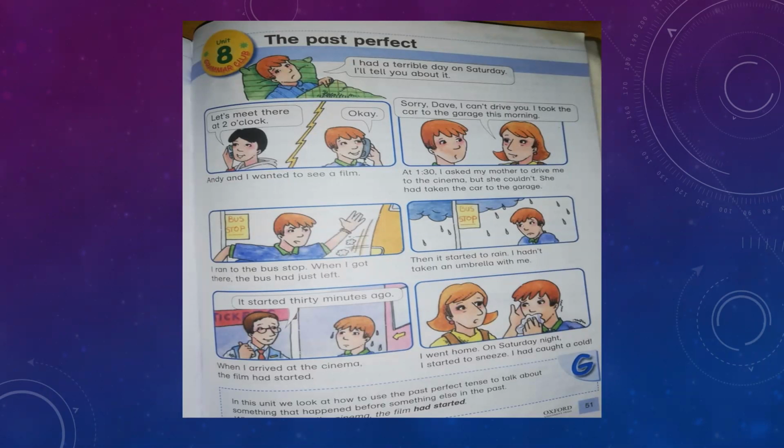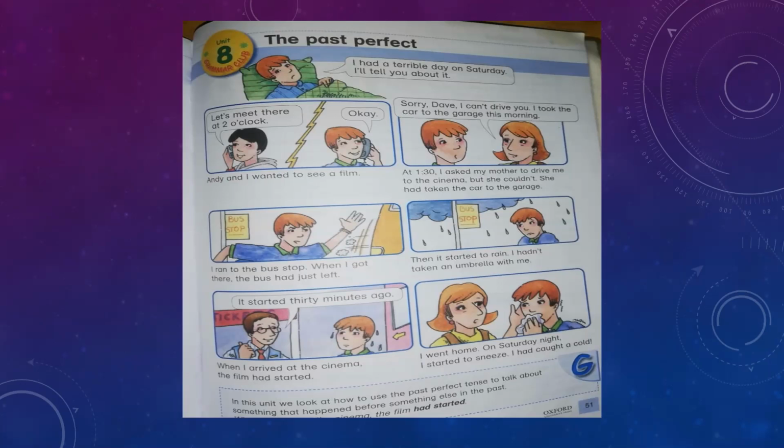Today in this lesson we look at how to use the past perfect tense. Because in the past perfect tense we talk about something that happened in the past and the action is completed before something else in the past. For example, when I arrived at the cinema the film had started. Now look at the pictures.